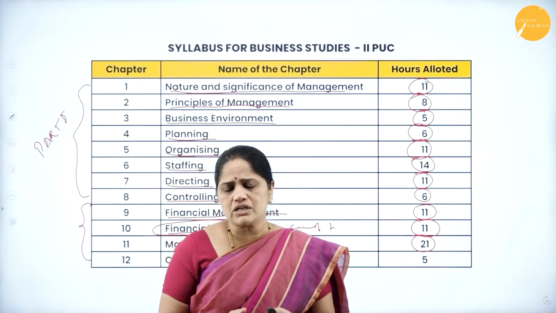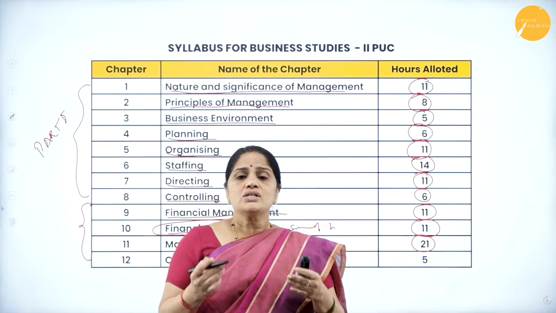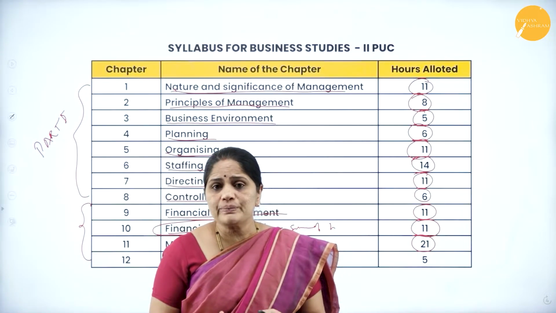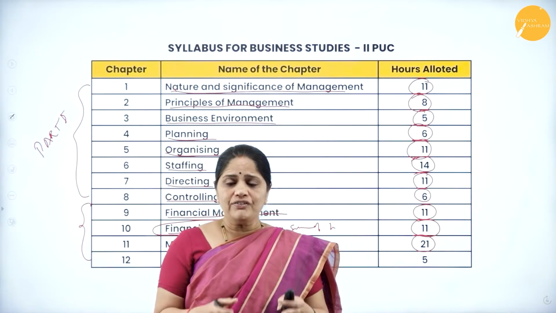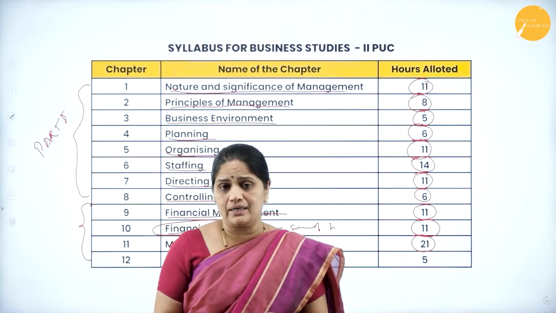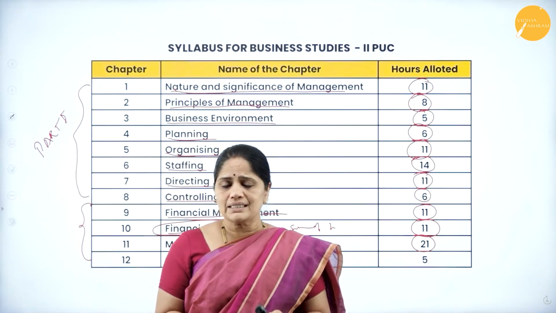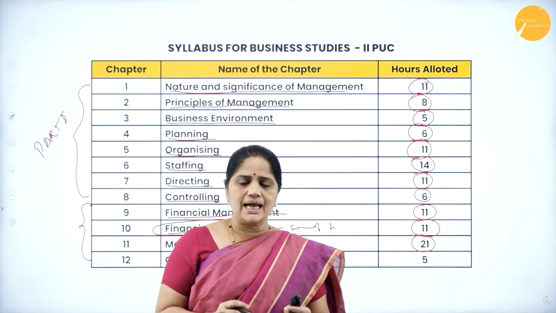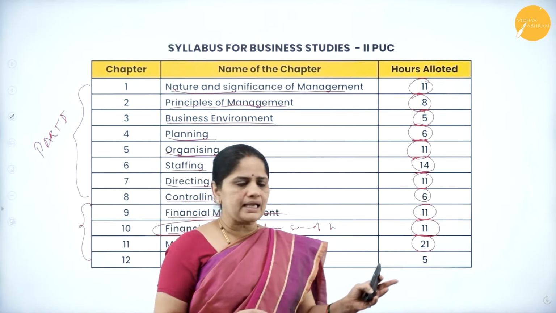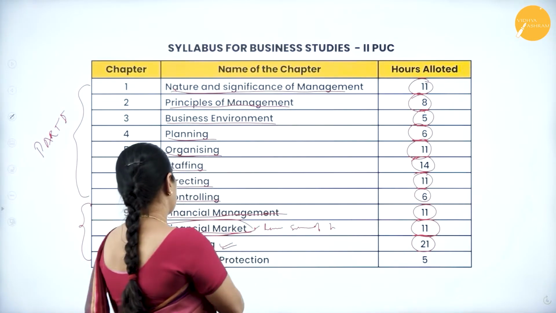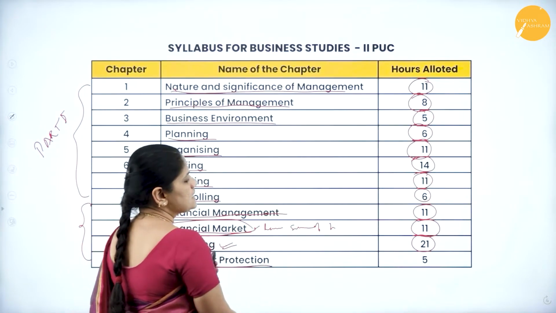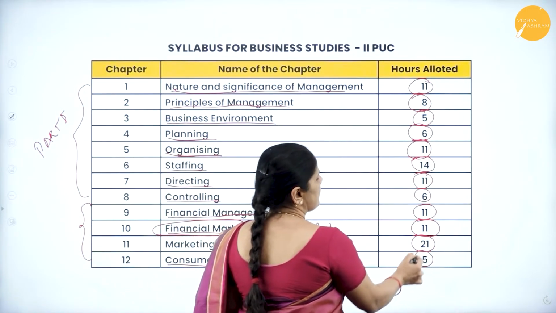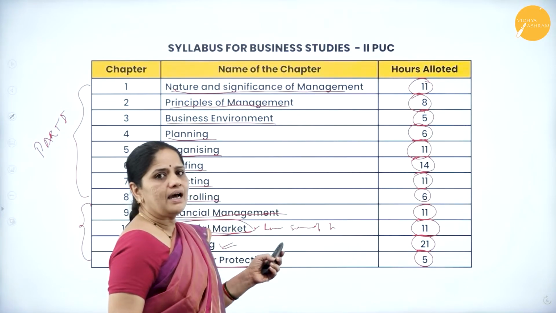So in the context of marketing, we say that the consumer is the king. But if he is a king, why should he need protection? That aspect we will be discussing in this chapter on consumer protection, which will be the last chapter in the syllabus, and it has been allotted 5 hours.